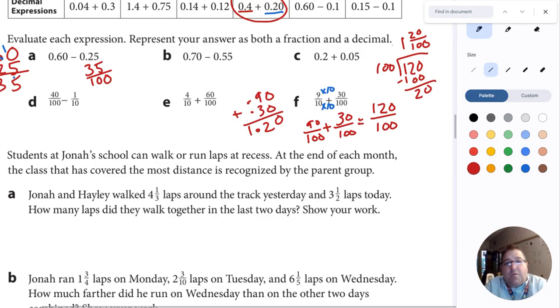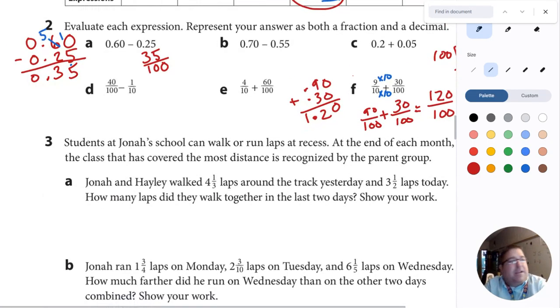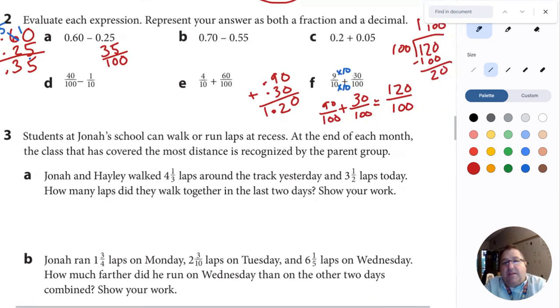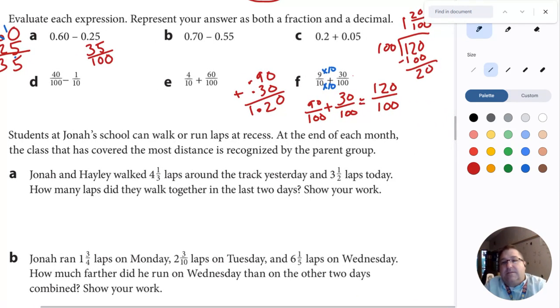So, cool. All right. Well, I guess the answer key does simplify these. So we'll talk about that as well in class. So this 35 over 100, we know we can divide by 5, right?